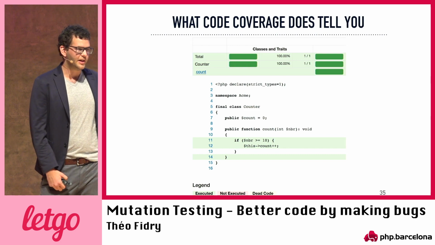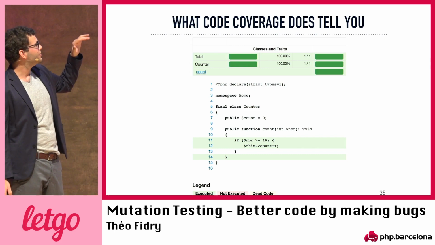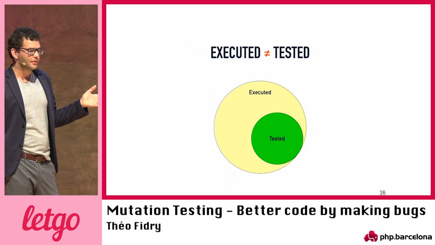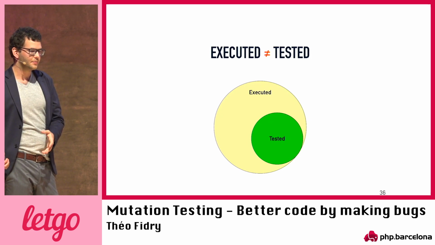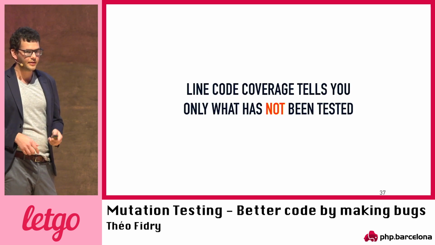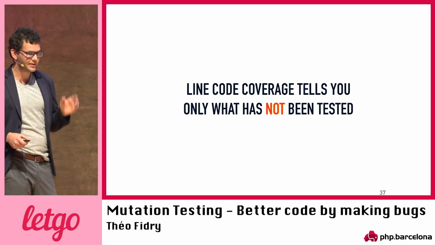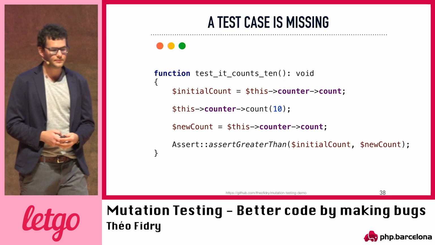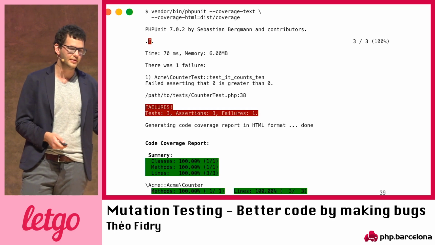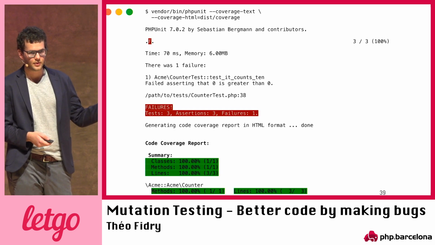And if you look at the code coverage HTML report that comes with PHPUnit, you can see that yes, this code is covered, but the legend tells you it's not tested, it's executed. If your code is tested, it is necessarily executed, but the reverse is not true. So if there's one thing that line code coverage can tell you, it's what has not been tested. Because if your code has not been executed at all, it cannot be tested. In our previous example, we were missing the case of passing 10, that it increments. As soon as we add that test and run our tests again, our test suite picks up the bug.